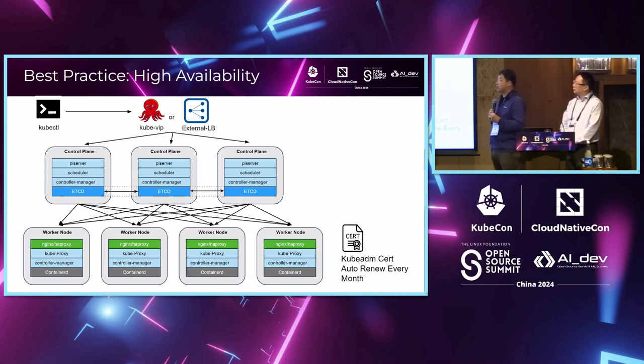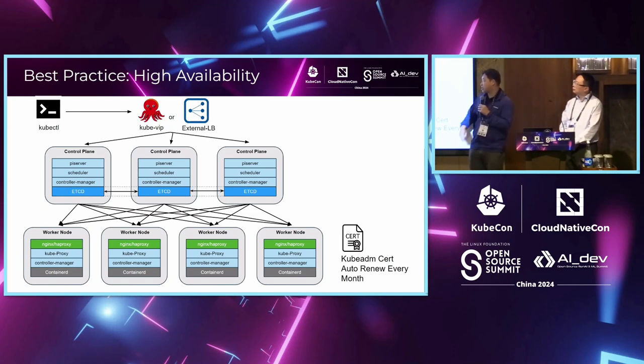If we are in a cloud environment, we can also use an external load balancer to connect to the control plane. In the control plane, there are the Kubernetes API servers, schedulers, controller managers and etcd. The etcd can work as a cluster. We can also support etcd outside of the control plane nodes. It's also an option, but it's not the default.